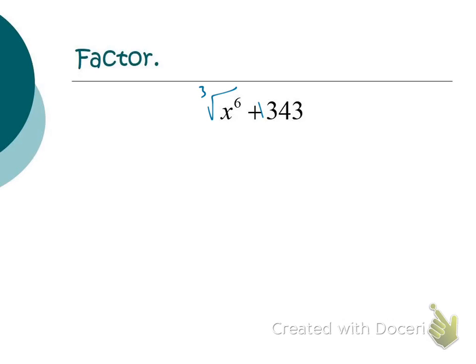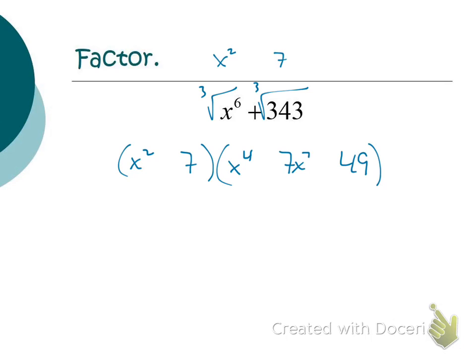So we're going to try to cube root both of these. The cube root of x to the 6th is x squared, because 6 divided by 3 is 2. And the cube root of 343 is 7. We've already seen that. So we make a binomial and a trinomial. The binomial is just those 2 terms, x squared and 7. And then we square x squared for this first term here, which is going to be x to the 4th. x squared times x squared is x to the 4th. Square 7 to get 49. And then multiply the 7 and the x squared for the middle and just get 7x squared.